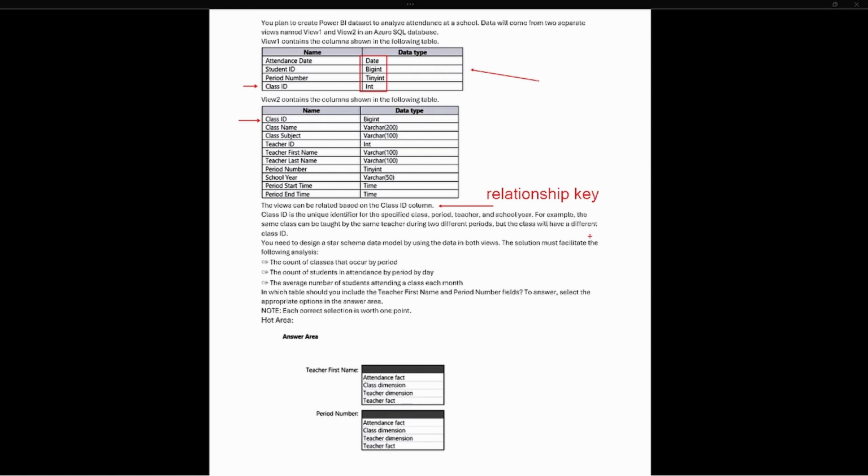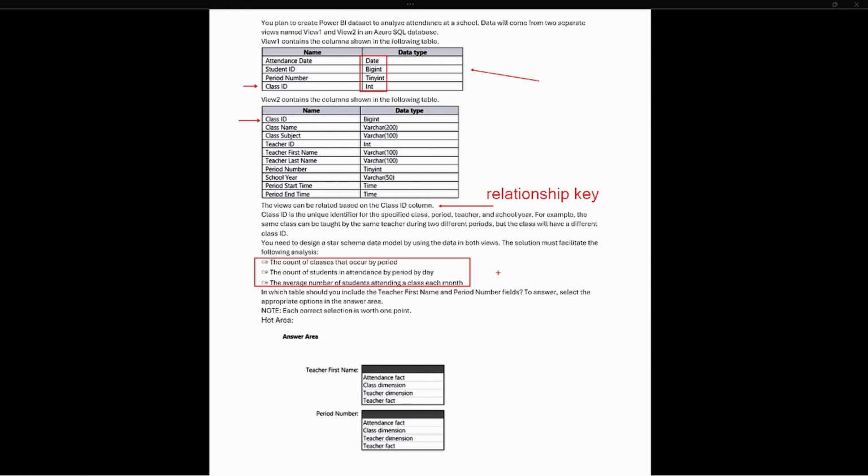The solution must facilitate the following analysis. And so this is what we're trying to accomplish here, is that we want to be able to count the classes that occur by period, the count of students in attendance by period, by day, and the average number of students attending a class each month. Which table should you include the teacher first name and the period number fields?